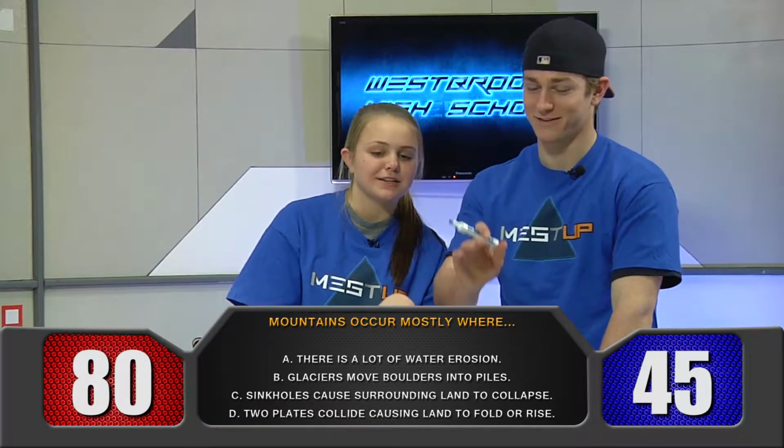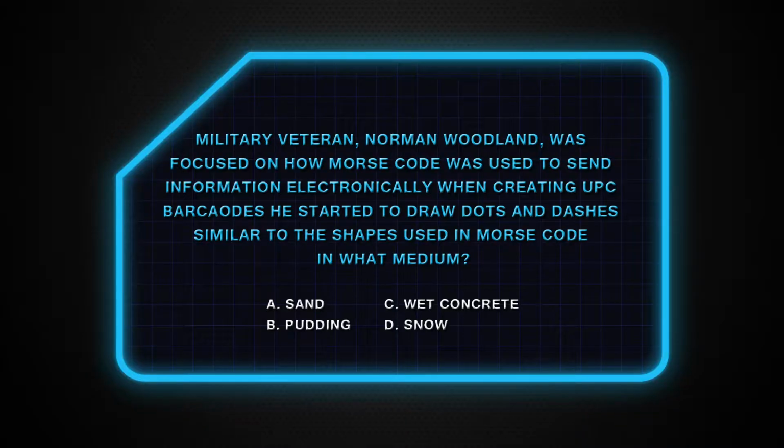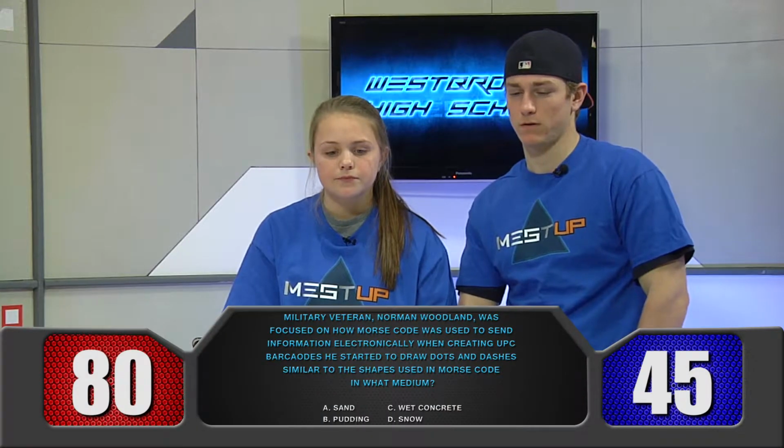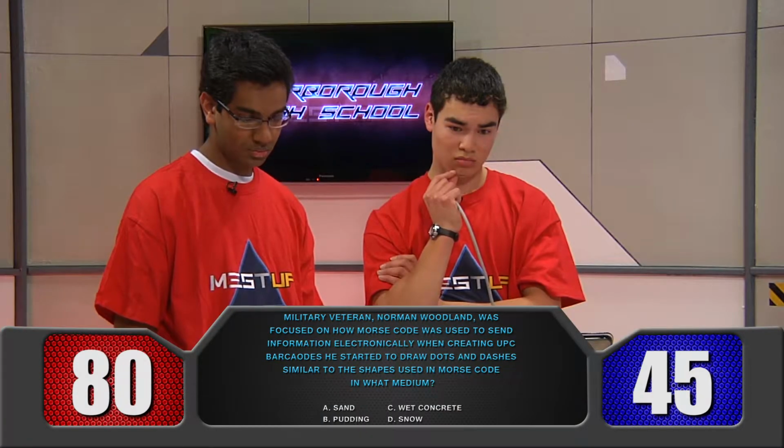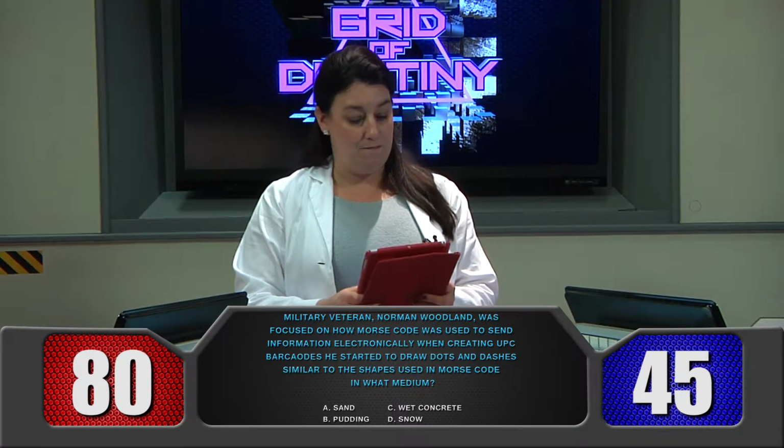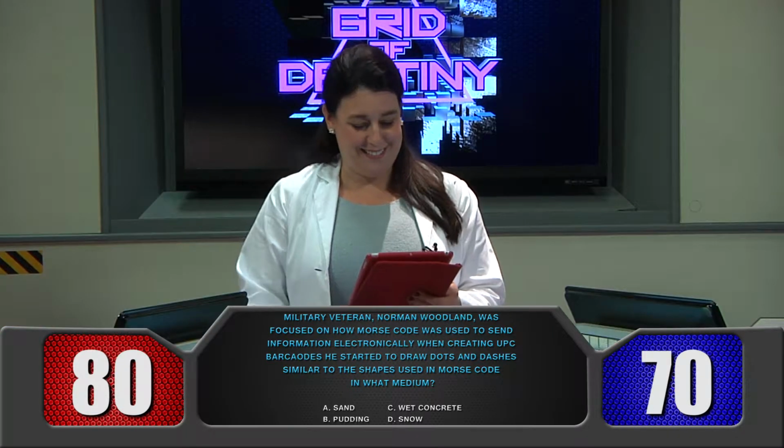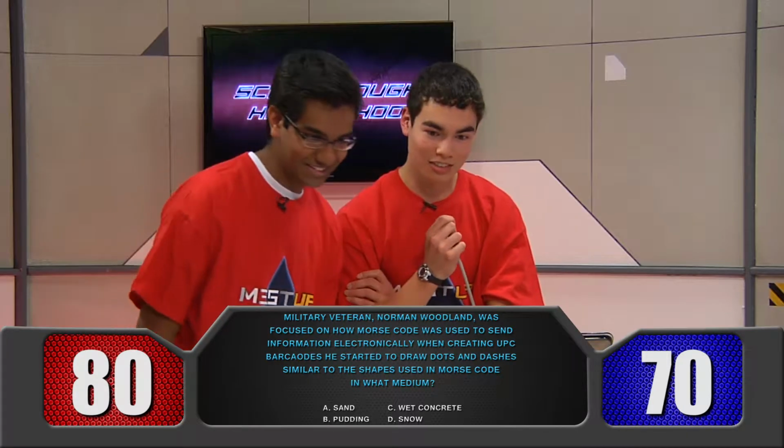Technology 25, please. Military veteran Norman Woodland was focused on how Morse code was used to send information electronically when creating UPC barcodes. He started to draw dots and dashes similar to the shapes used in Morse code in what medium? A, sand, B, pudding, C, wet concrete, or D, snow? Blue team: Sand? That's correct. And blue team, your choice again.